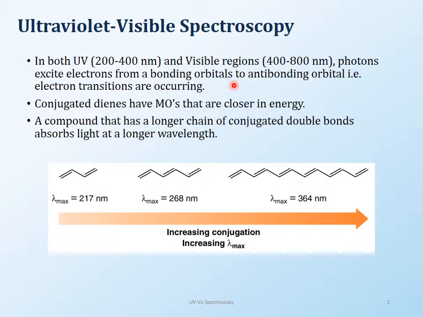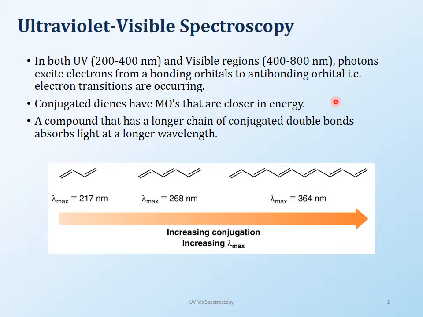And we've talked about this before in conjugation, if you can remember this. So the electron transitions are going to be occurring in these cases. In IR spectroscopy, there's vibration going on. But in ultraviolet and visible spectroscopy, there is electron transition going on from a bonding to an anti-bonding orbital, and this is because the UV-Vis region is higher in energy than IR, and that's why these kinds of transitions can occur.